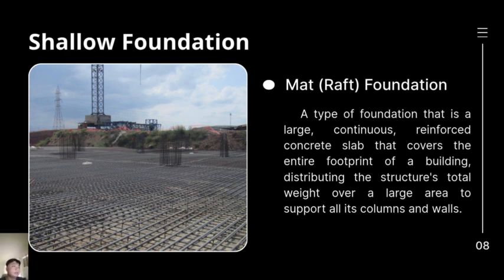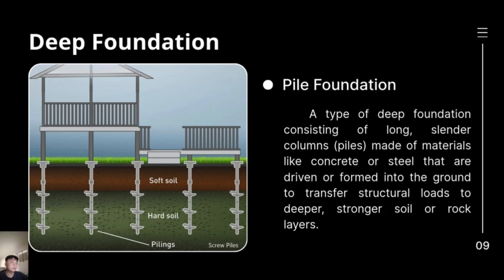Next is mat foundation, a type of foundation that is a large, continuous, reinforced concrete slab that covers the entire footprint of a building, distributing the structure's total weight over a large area to support all its columns and walls. Pile foundation, a type of deep foundation consisting of long, slender columns made of materials like concrete or steel that are driven or formed into the ground to transfer structural load to deeper, stronger soil or rock layers.